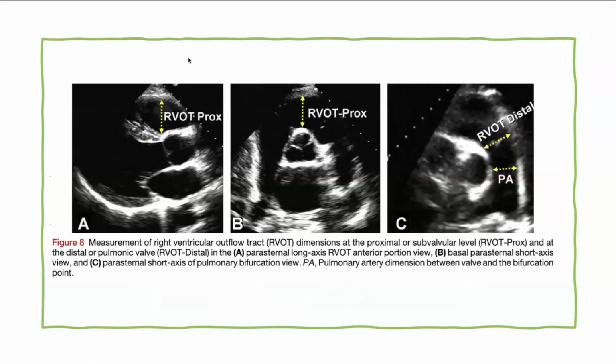I focused on this a little bit, talking about the RVOT through all of this, because it's important in some of the criteria for diagnosing arrhythmogenic right ventricular cardiomyopathy. So here, again, just emphasizing you can get the proximal RVOT measurement in the parasternal long or short, and typically the distal measurement is measured best in the parasternal short, just proximal to the pulmonary artery.